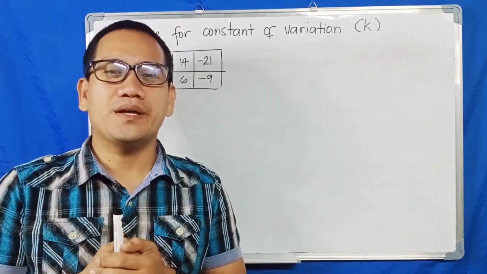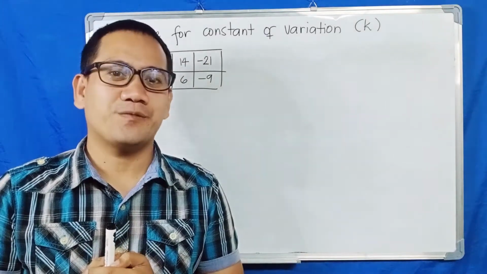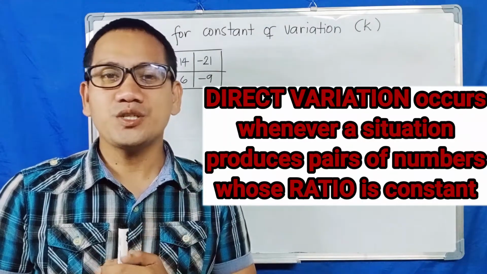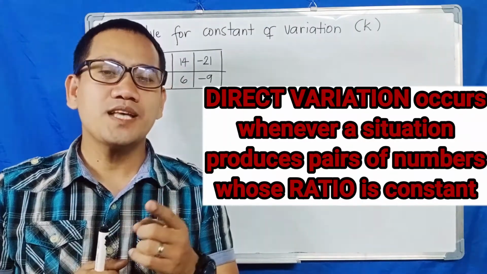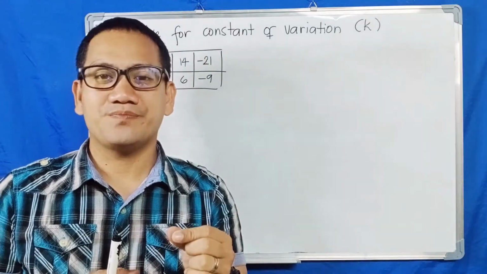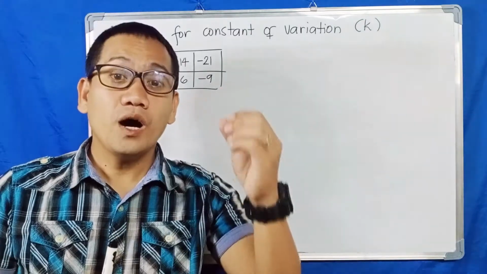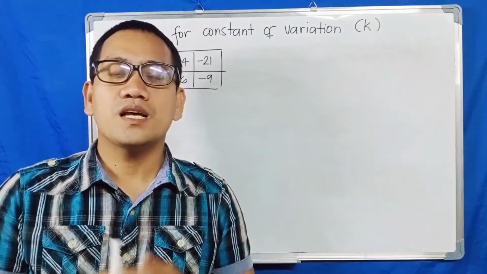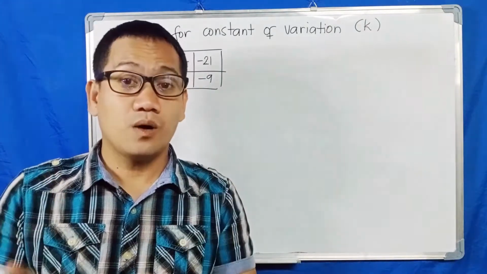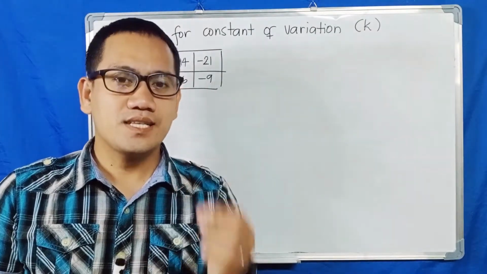So how will we determine if the table of x and y represents a direct variation? If we still remember the definition earlier, direct variation occurs whenever a situation produces pairs of numbers whose ratio is constant. This means if we get the ratio of x over y or y over x, it follows that they must be equal.